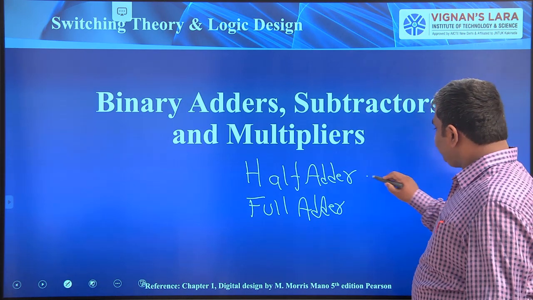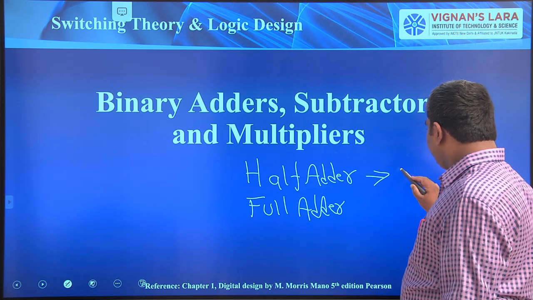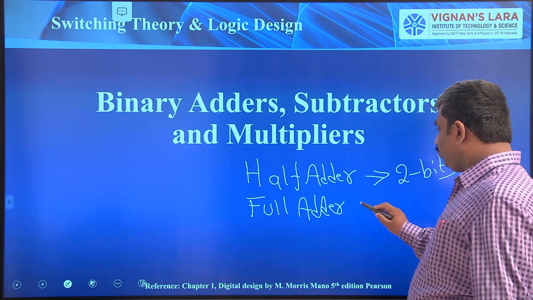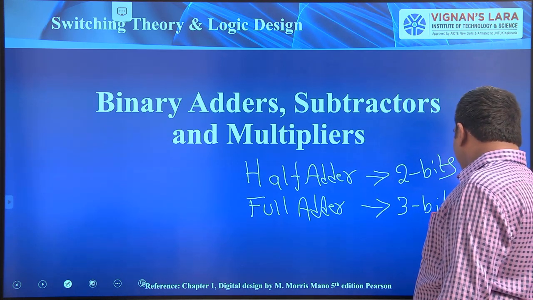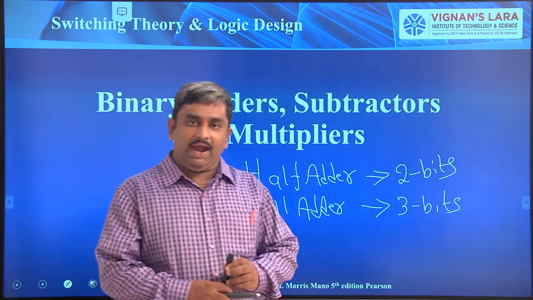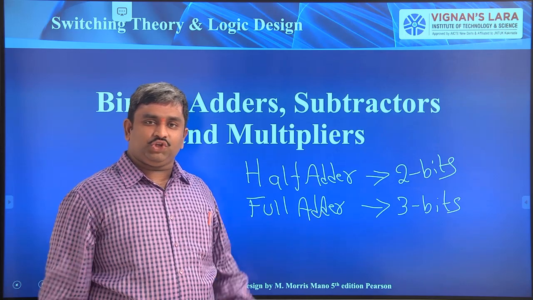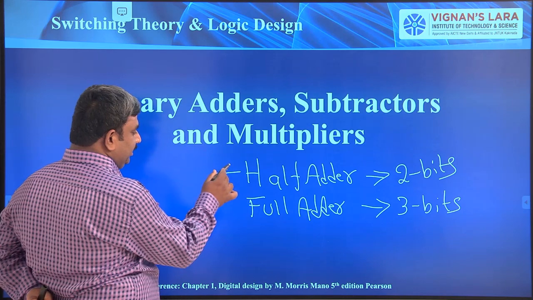So, what is meant by a half adder and what is meant by a full adder? A half adder does the sum operation for 2 bits only, right? It will do the addition for 2 bits. Coming to the full adder, it will do the addition for 3 bits, right? At a time, a half adder can add only 2 bits, and a full adder can add 3 bits.